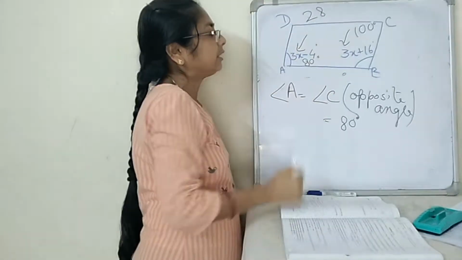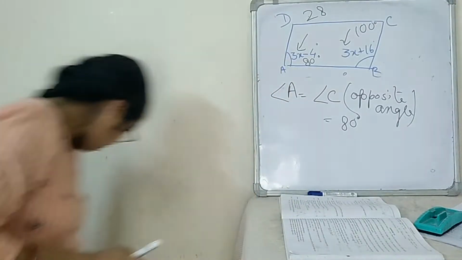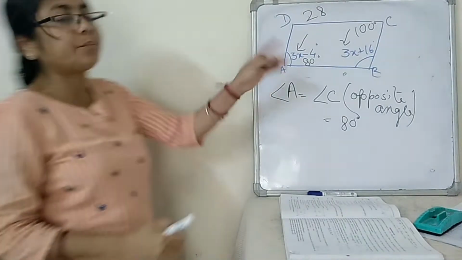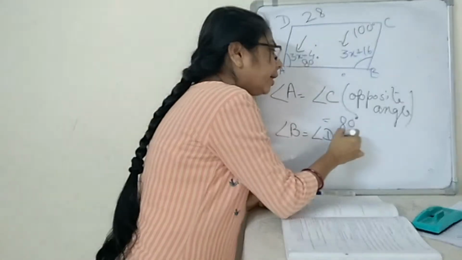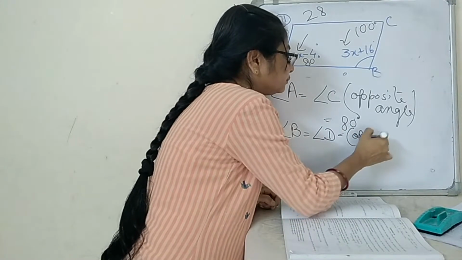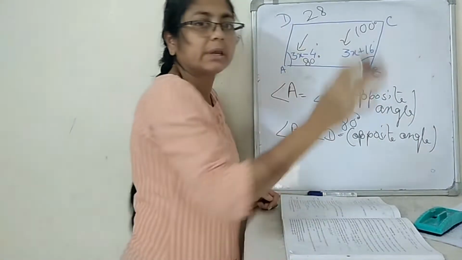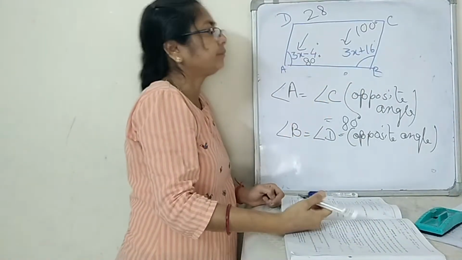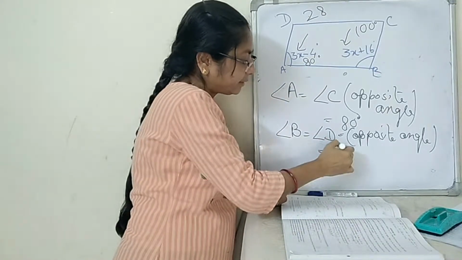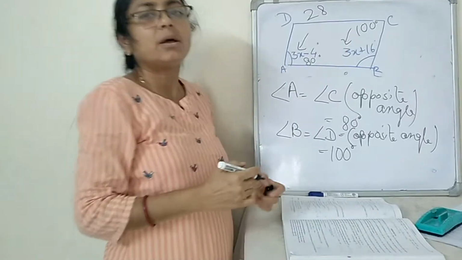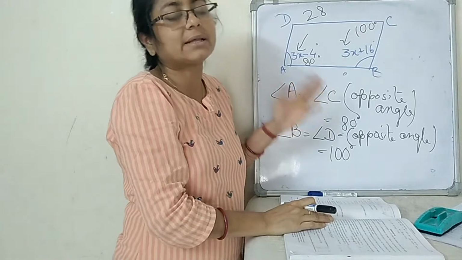Clear? Then angle D. Can you tell me, angle D is the opposite angle of what? It is the opposite angle of angle B. So we can write angle B equals angle D. It is the opposite angle. Clear? What is the value of angle B? It is 100 degrees. So angle D is obviously 100 degrees. Clear? Who questioned me? I solved it. Hope you understand it.